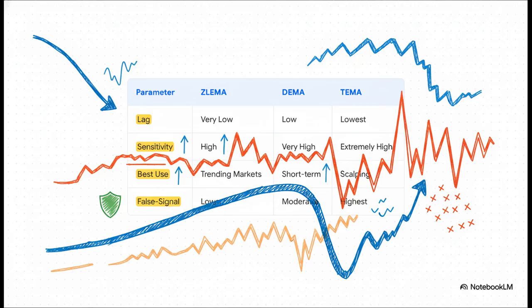So let's see how it stacks up against other fast-moving averages, like DEMA and TEMA. You can see here that while TEMA, the triple EMA, has the absolute lowest lag, it also has extremely high sensitivity and the highest risk of false signals. It can be super noisy. The ZLEMA, on the other hand, kind of hits the sweet spot. It has very low lag, but its false signal risk is lower than the others. It strikes a really nice balance.